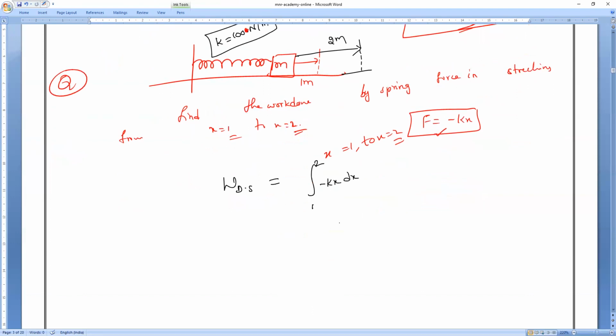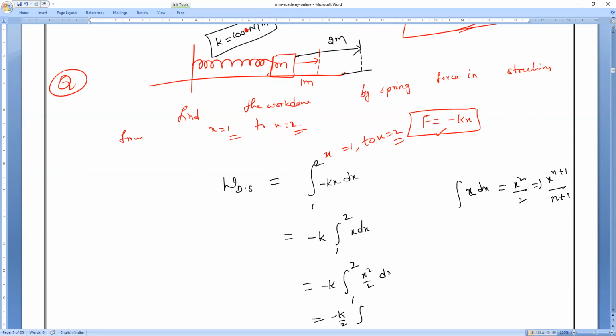So now, k is constant, so I will put it outside, and the remaining is integration with limits 1 to 2 of x dx. We all know that the integration of x dx is x square by 2. The formula is x to the power n plus 1 by n plus 1. All of you understand? So now, if I substitute it, then it is minus k by 2 integration of x square from 1 to 2.